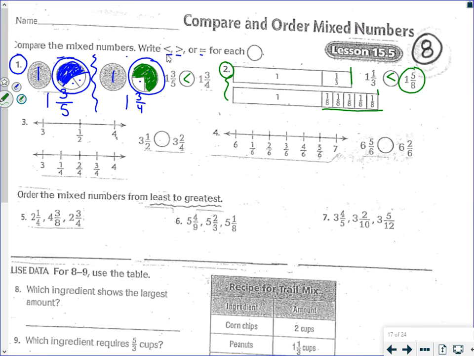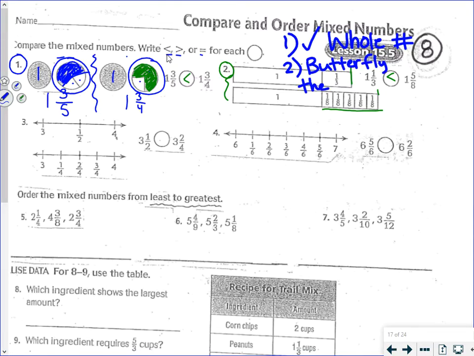The step I want you to take here instead, which is what we're going to be using for the rest of the day, is first step, check the whole number. Make a little check mark. Check the whole number, and the hashtag means number. And step 2 is butterfly the fractions.